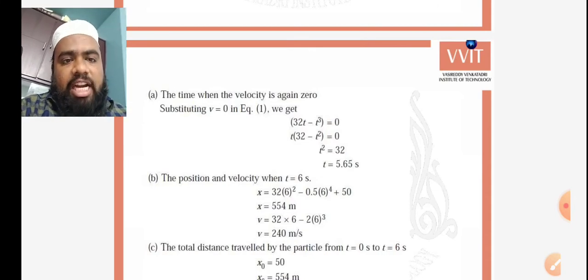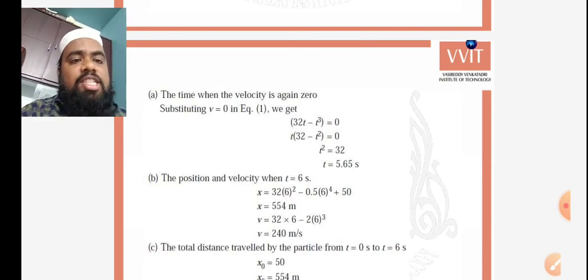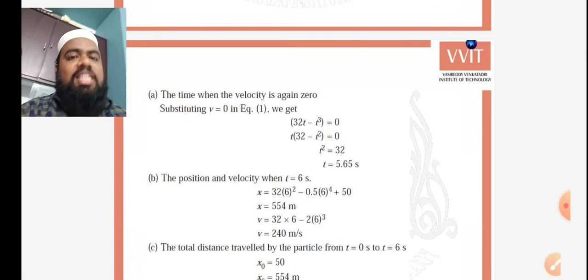That is the concept. Second part, the position and velocity when t = 6 seconds. So position is nothing but the displacement.